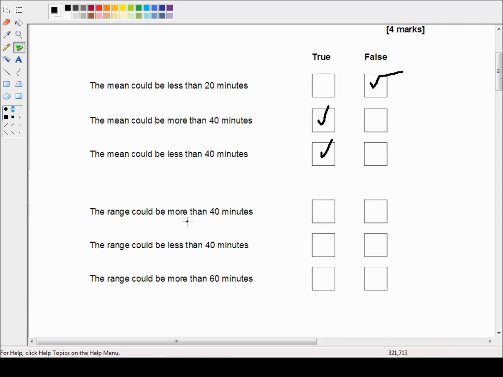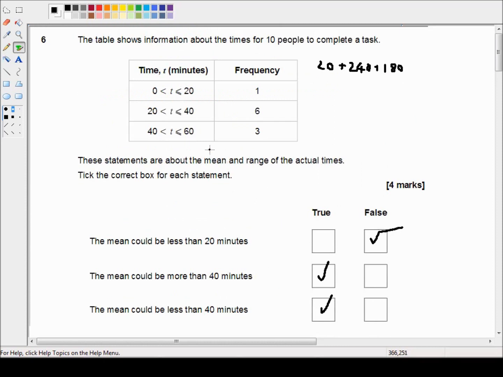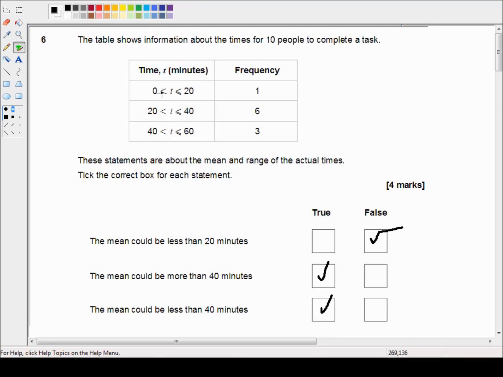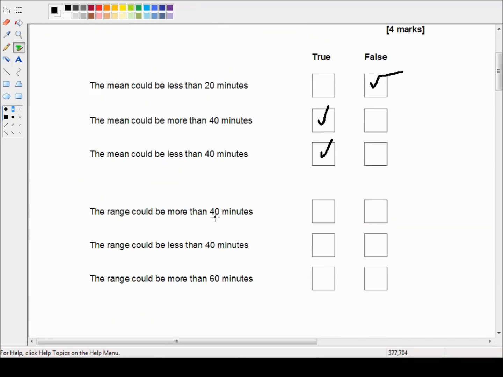The range could be more than 40 minutes. Well, the range is the difference between the time it took the longest person and the time it took the shortest person. So we've got 60 minutes minus 0 minutes, so that's a range of 60 minutes. So yes, the range could be more than 40 minutes, although technically that 0 should be like 0.1 or something. So that's absolutely fine.